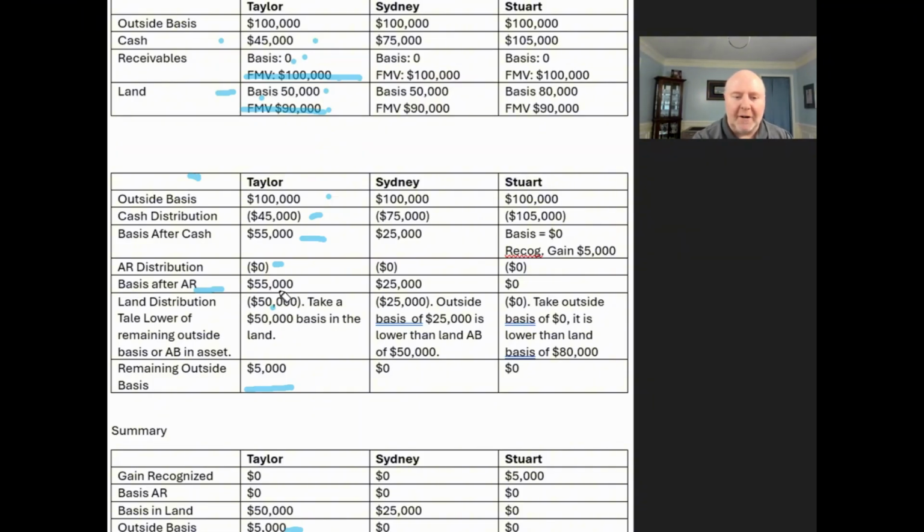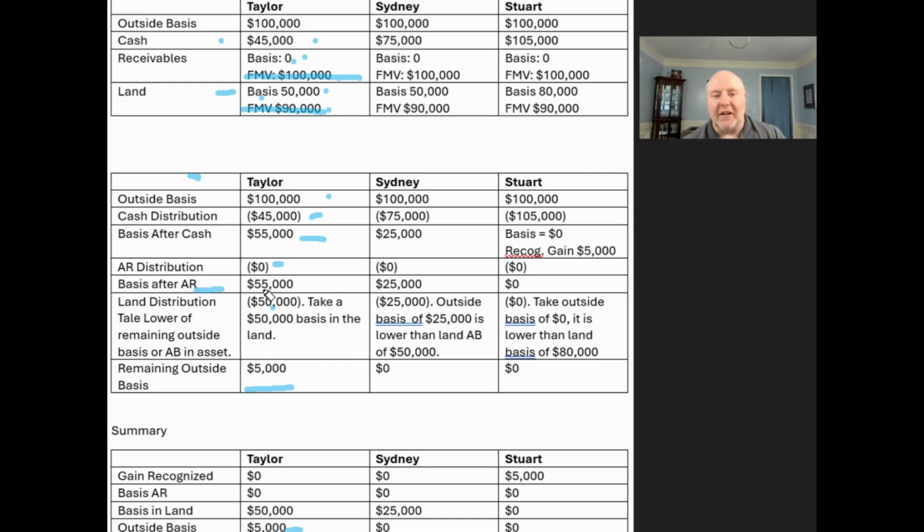So what's going to happen here is we have a $60,000 basis in land, and we have a $55,000 basis remaining in our outside basis. We're going to reduce the basis in land to 55,000, and our outside basis will now be zero, but we'll have $55,000 for our basis in the land. So we'll see that with the Sydney or Stewart examples, but I just wanted to let you know how this is going to play out.